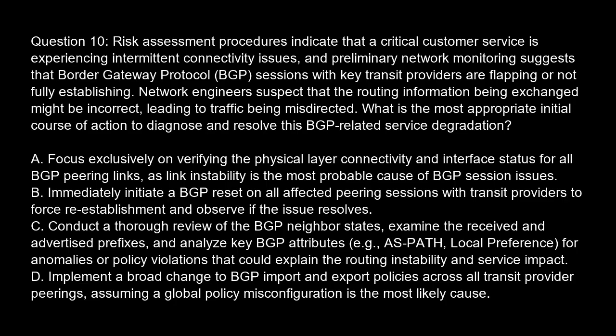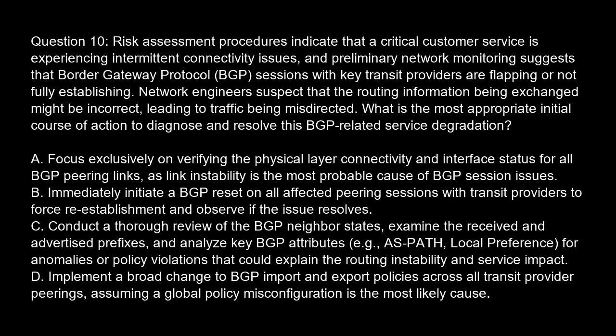Question 10. Risk assessment procedures indicate that a critical customer service is experiencing intermittent connectivity issues, and preliminary network monitoring suggests that Border Gateway Protocol (BGP) sessions with key transit providers are flapping or not fully establishing. Network engineers suspect that the routing information being exchanged might be incorrect, leading to traffic being misdirected. What is the most appropriate initial course of action to diagnose and resolve this BGP-related service degradation?